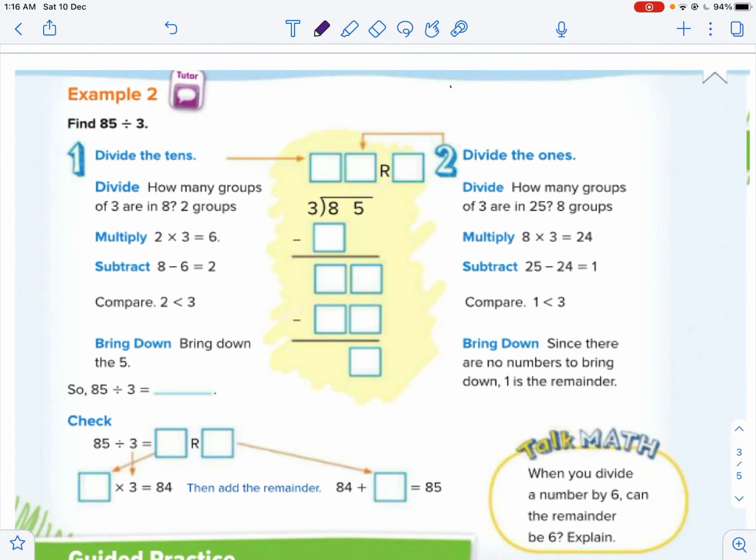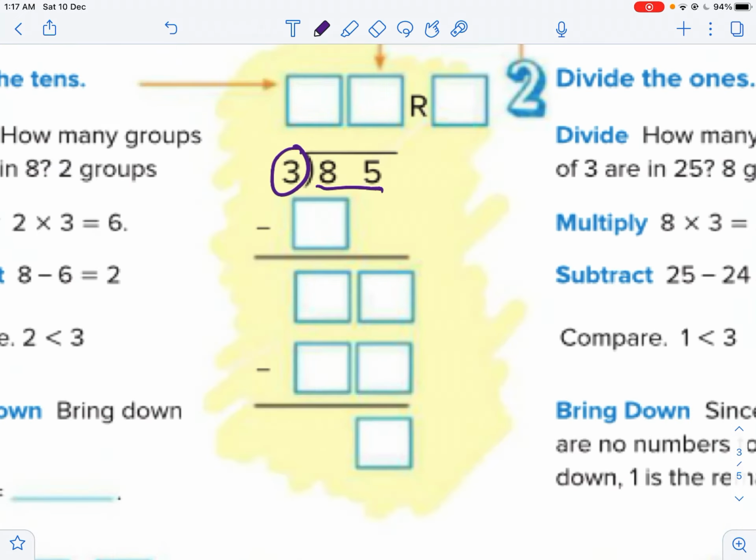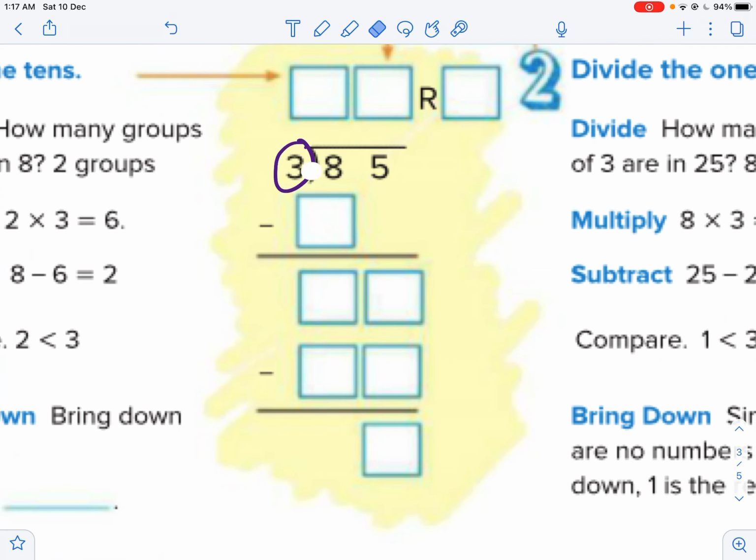Let's do this problem. Here we have 85 divided by 3. Now as you can see, we're going to write the first number, which is the dividend, inside here, and the second number, we're going to write it out here. So we will start by solving. To solve this problem, we will, as step 1, take only the first number.